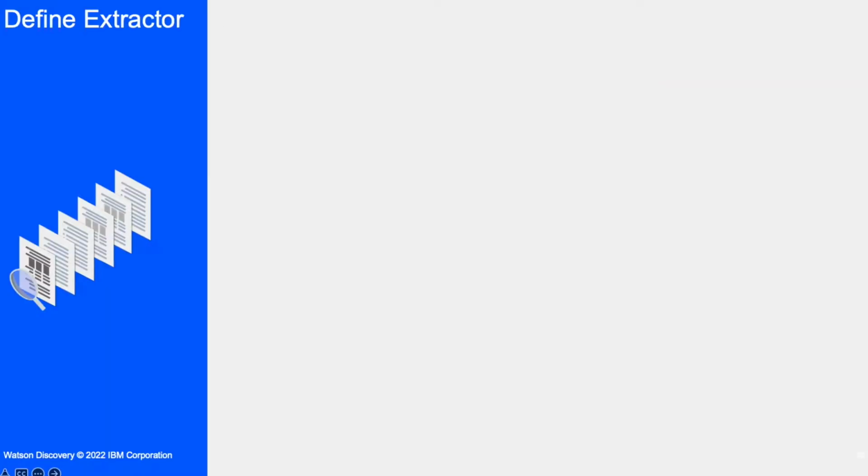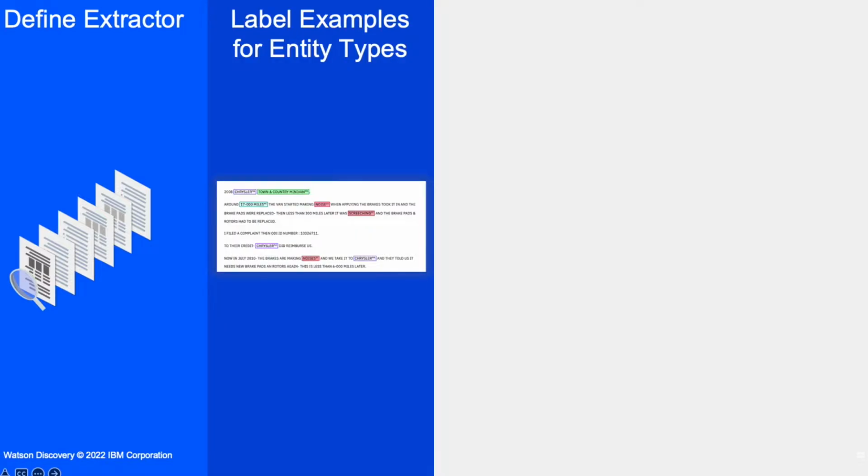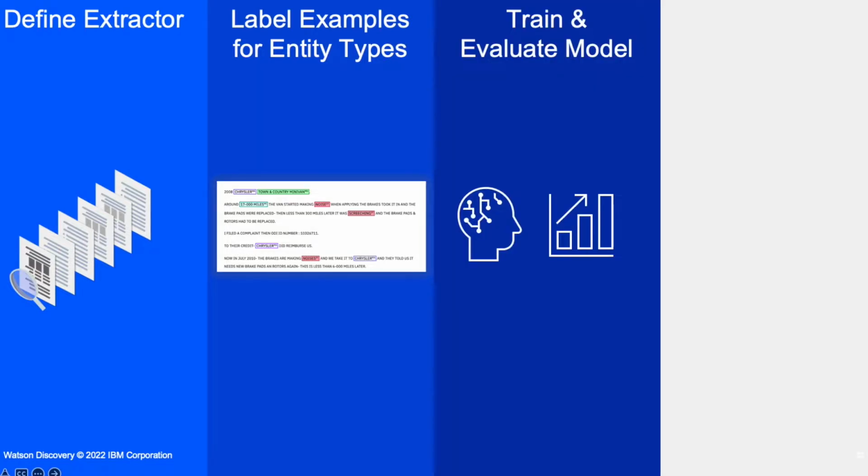To start off, we first define our entity extractor while importing the documents we want to use to train and evaluate our model. Second, we define the entity types that we want to extract and label examples for each type using features such as bulk labeling and suggestions that utilize active learning based techniques to help speed up this process while ensuring labeling consistency. Next, we train and evaluate this model, and this step is typically iterative.